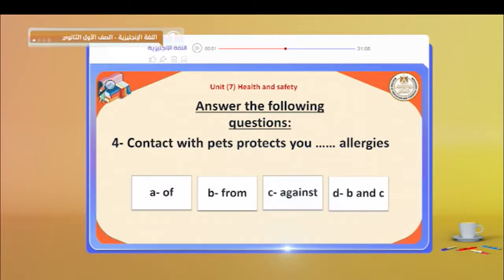Question number 4. Contact with pets protects you allergy. Here we need the preposition with protect. Protect of, protect from, protect against, or B and C. B and C means we can say protect from or protect against. Yes, that's the right answer. So we can say that pets protect us from allergy or pets protect us against allergy.